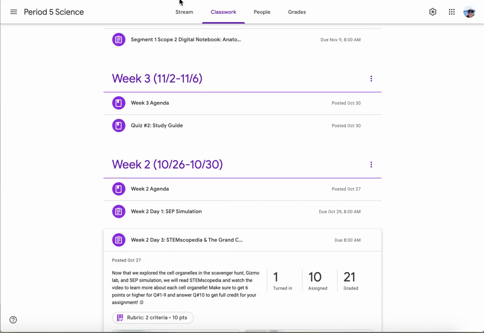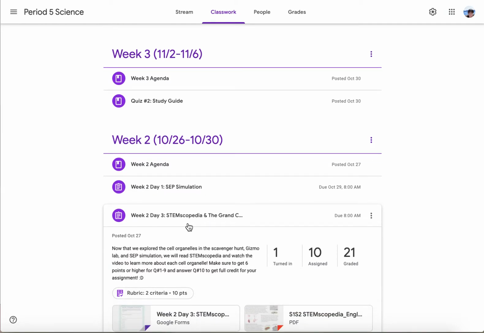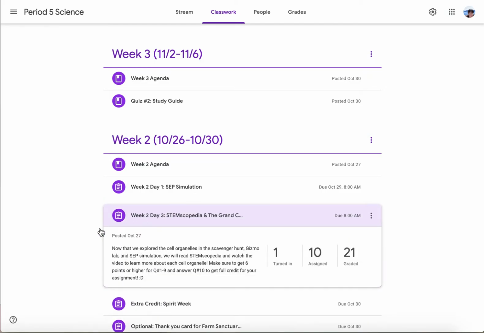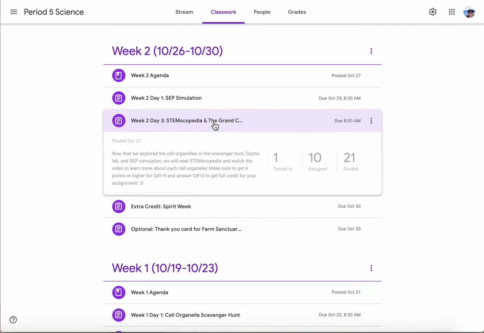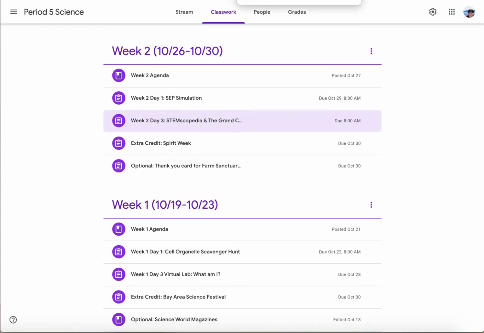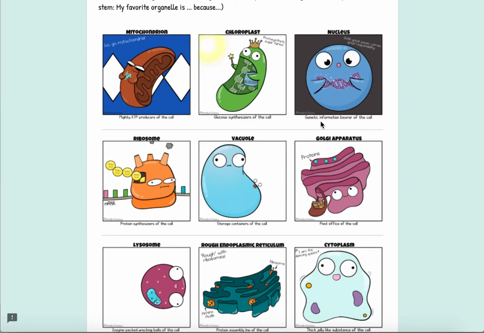Your assignment was located right here where it says Week 2, Day 3, STEMscopedia, the Grand Cell Tour. This one right here. When you click on this, the form, you'll find this right here, and also the article that you read last time in English and in Spanish. Okay, so let's take a look at the assignment.